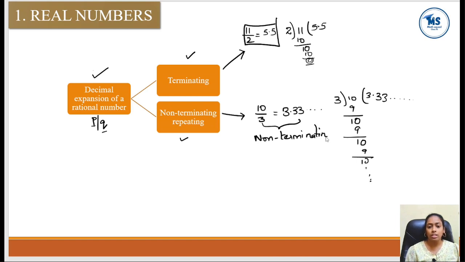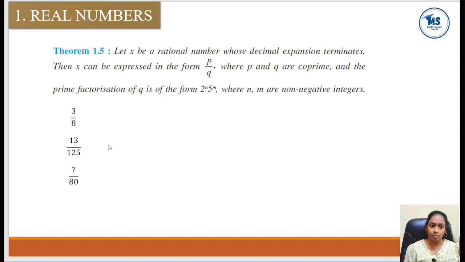This number is non-terminating, which means it is not going to end at any point. If you try to divide 10 by 3, the number will be 3.33333 and so on. It is not going to end anywhere. Such numbers are called non-terminating. Repeating means the digit 3 keeps on repeating. So the decimal expansion of any number p by q can be of two forms, terminating and non-terminating repeating. Okay, you understood? Then let's see the next theorem.